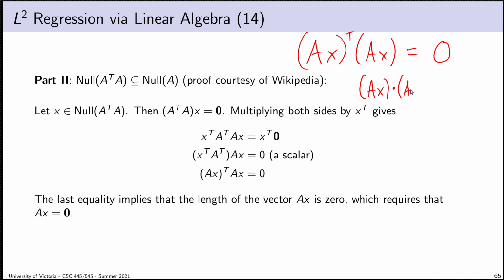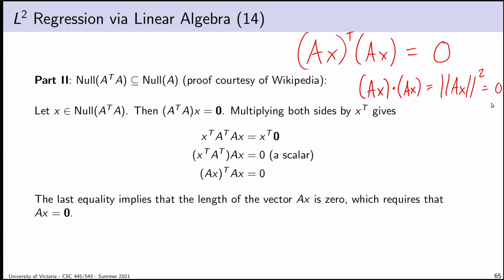So I've got AX dot product AX equals 0. And when exactly do we have a vector whose dot product with itself equals 0? What do we know about the dot products of vectors? Well, we know that the dot product of AX and itself is equal to the length of AX all squared. And if its length squared is equal to 0, that means that the vector's length is 0.